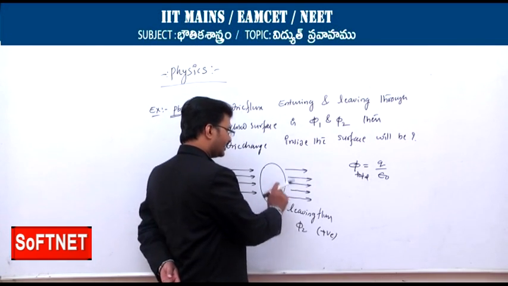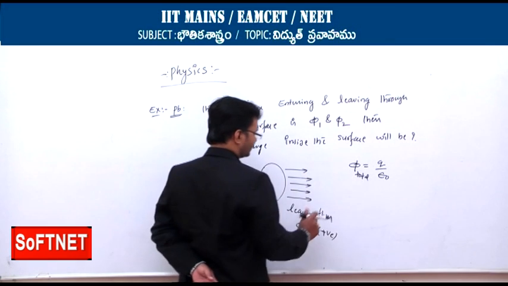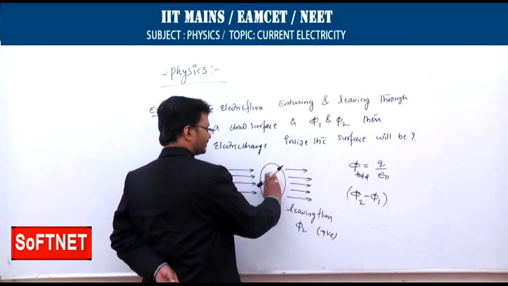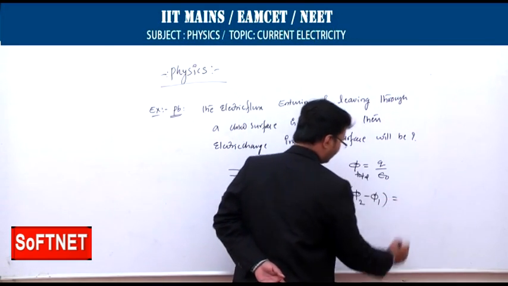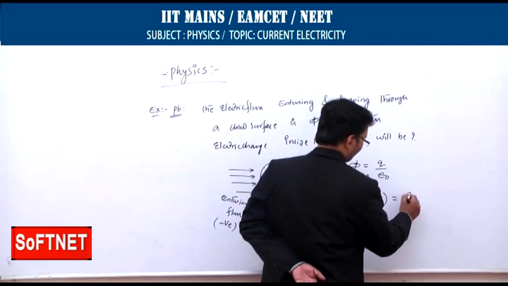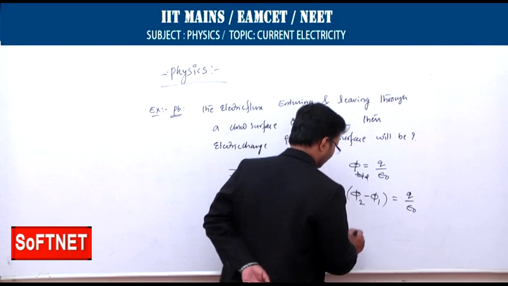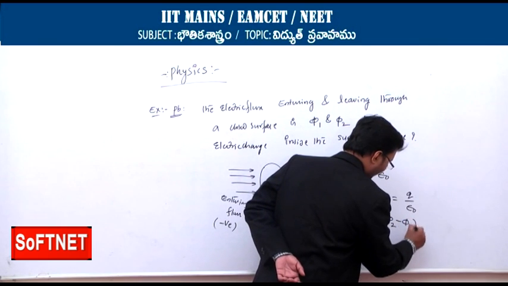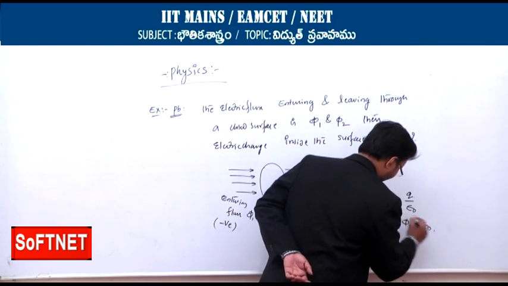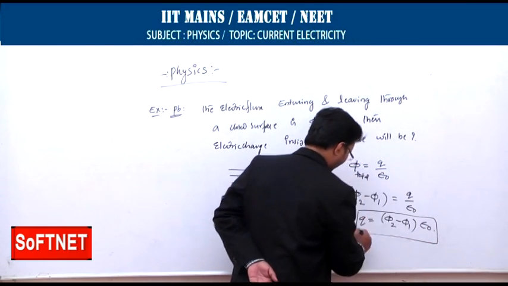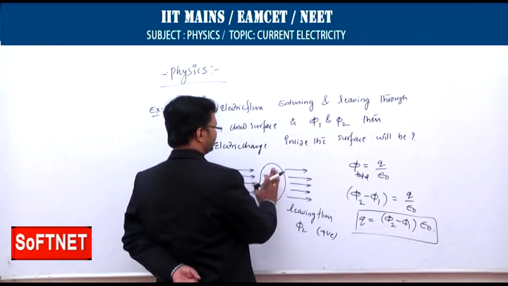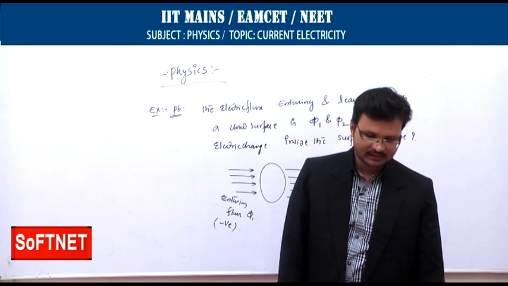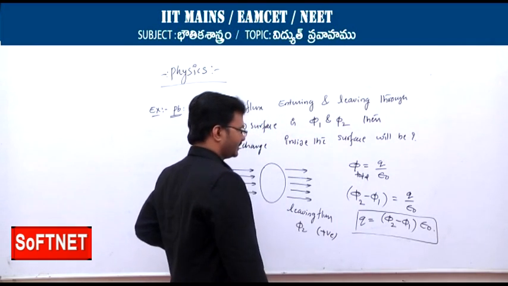What is the phi total related to this one? This is negative, this is positive. So phi 2 minus phi 1 is the total flux linked with this surface, which is equal to Q by epsilon naught. Now Q we need to find out. Q is equal to (phi 2 minus phi 1) into epsilon naught. This is the electric charge inside the surface.